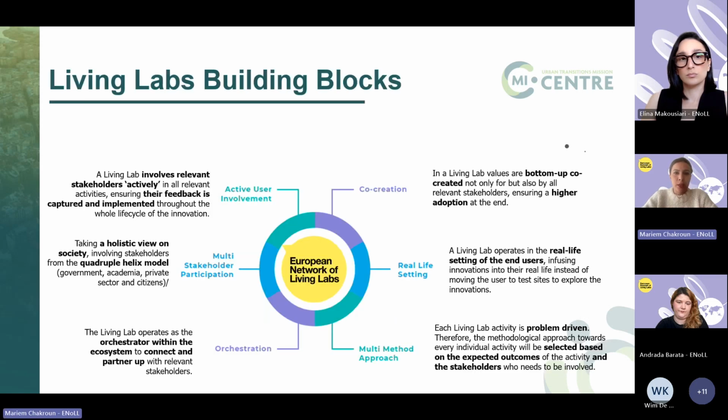So here we can see all the main building blocks of the living labs. These are not standalone elements. They interlock to form a comprehensive, innovative system. From orchestrating the ecosystem to actively engaging stakeholders, and from fostering co-creation to situating innovations in a real-life context, each block supports and enhances the others.